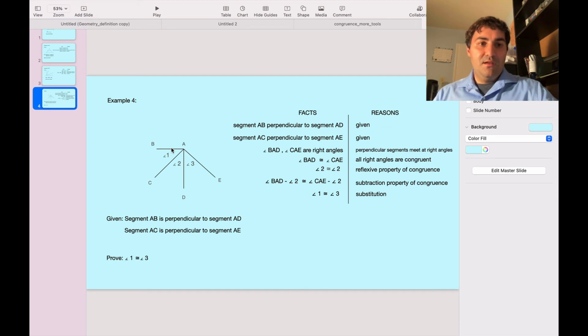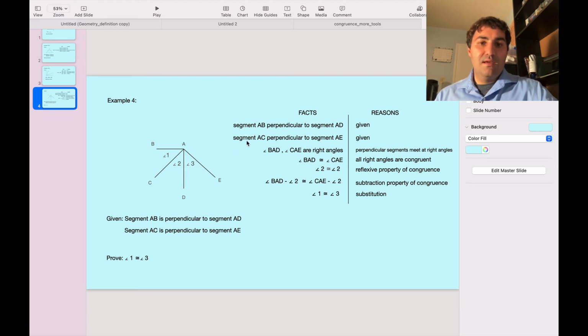So for the final problem, we actually solved this problem, not in the last video, but I think the video before that. And I want to show you a different way to solve this same problem here. In math, there's often more than one way to solve a problem, so this is a good example of this property. Let's take a look at what this problem is. We're given that segment AB is perpendicular to segment AD, and that segment AC is perpendicular to segment AE, and we need to prove that angle 1 is congruent to angle 3.